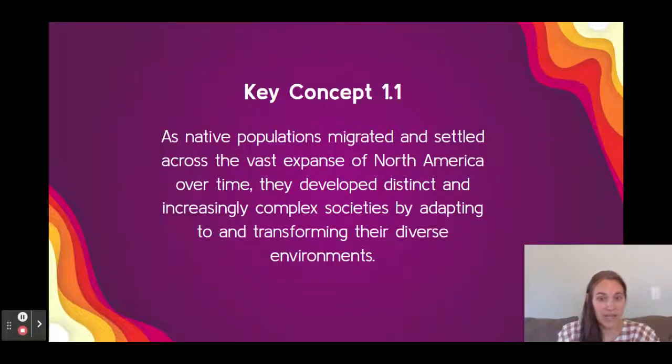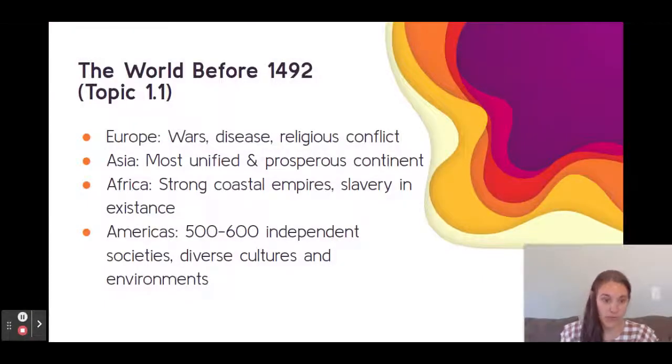Okay, first key concept. As native populations migrated and settled across the vast expanse of North America over time, they developed distinct and increasingly complex societies by adapting to and transforming their diverse environments. So really, you want to pay attention to the language here of the College Board, because this is the language that you have to know. This key concept is going to be looking at the world before 1492. 1492 marks that transformative event where we see increased interactions between the hemispheres more permanently.